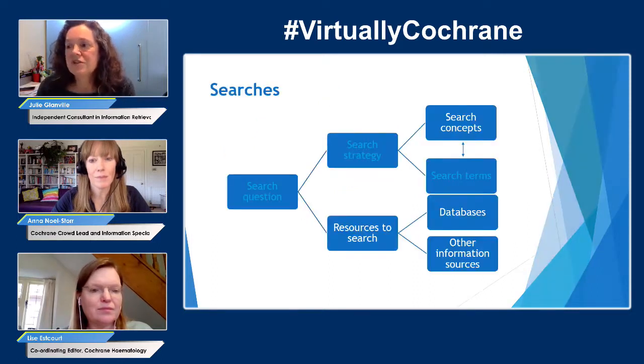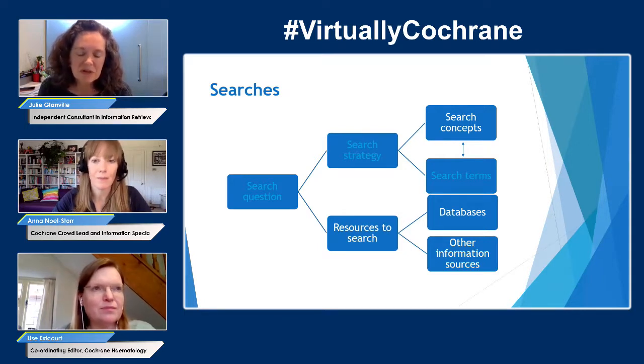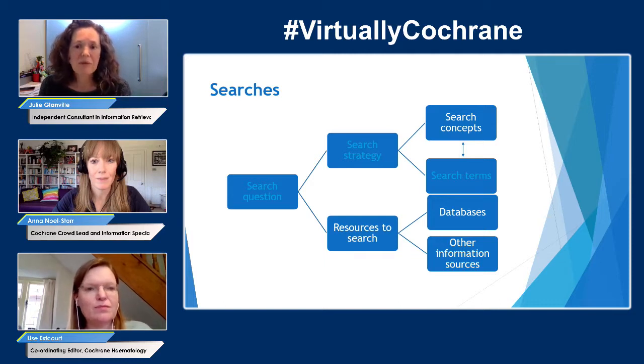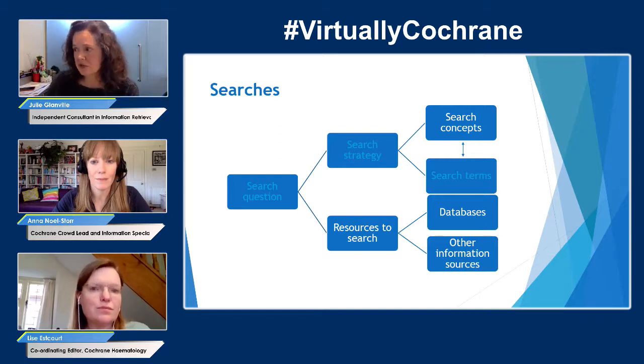So when we're thinking about the searching tasks involved in systematic reviews, we usually think about dividing up the tasks into developing the search strategy, so thinking about the search concepts and the search terms. So we'll look at those issues briefly today. And then also thinking about what resources we will search to try and identify those types of studies. So what databases and other information sources are going to be useful for finding DTA studies and prognostic studies.